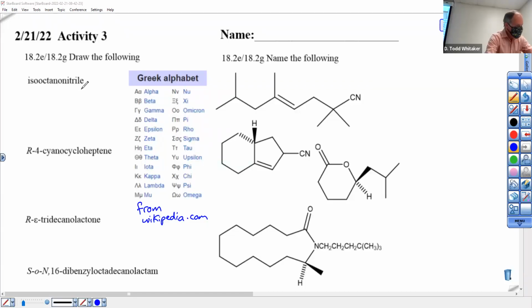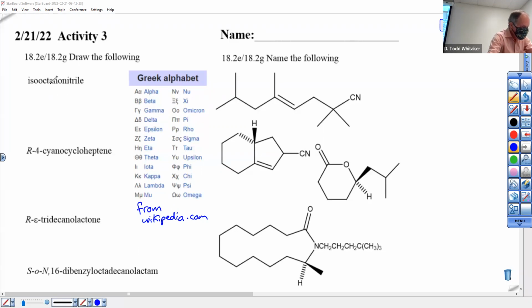About nomenclature of nitriles, and more nitriles with the nitrile as a group instead of the name of the chain, and lactones and lactams. A lot of good stuff going on here. Greek alphabets here for these two examples and these two examples. Let's see what that means when we get there.